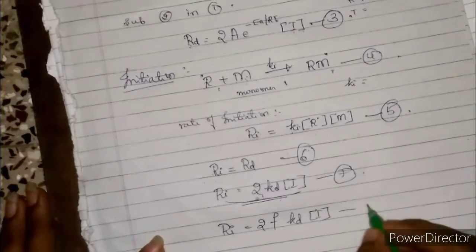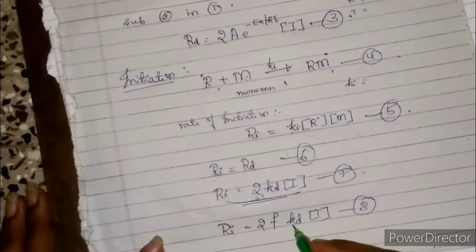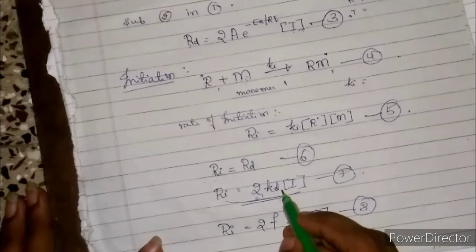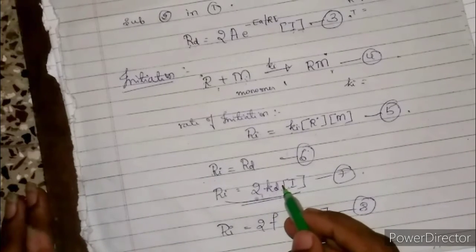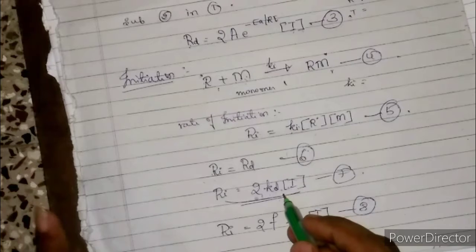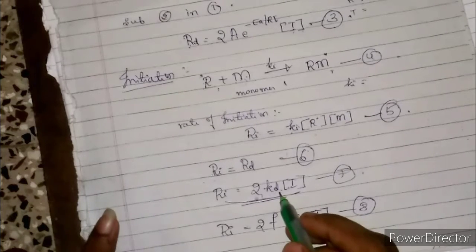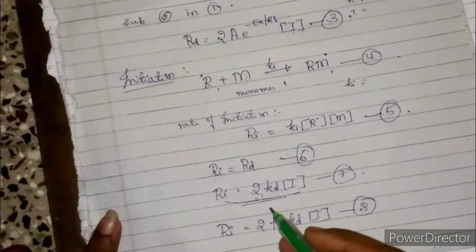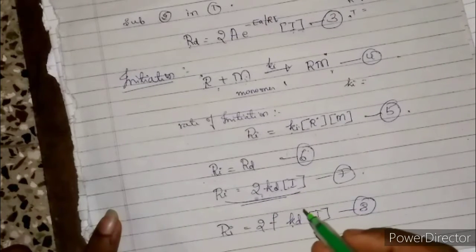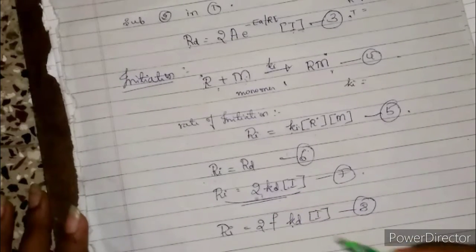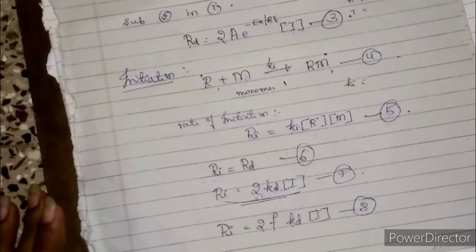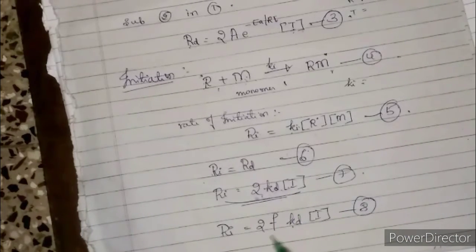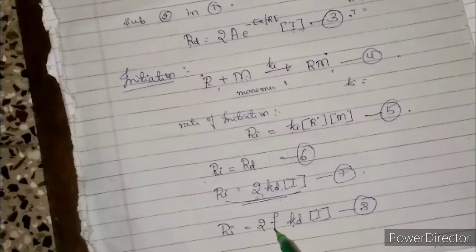Okay, so this is our equation 8. Now this is valid. Why is this not valid? Because this is valid only when all the free radicals generated are effective in attacking the monomer. But practically, what we observed is that some of the free radicals are wasted because of side reactions. So we are modifying the above equation by writing the F.